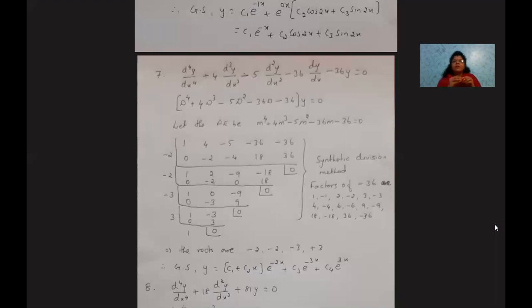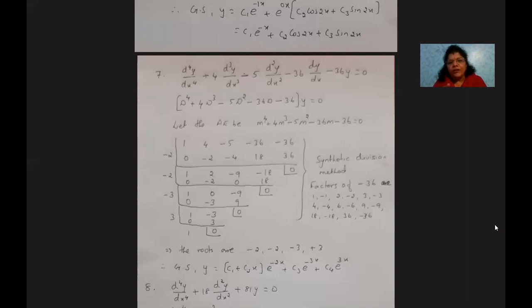In some problems, maybe a few of the middle terms will be missed. So we should be very careful in writing this one. Fourth order, third order, second order, first order, constant. Now, the auxiliary equation I am writing: m to the power 4 plus 4m cubed minus 5m squared minus 36m minus 36 equal to 0.